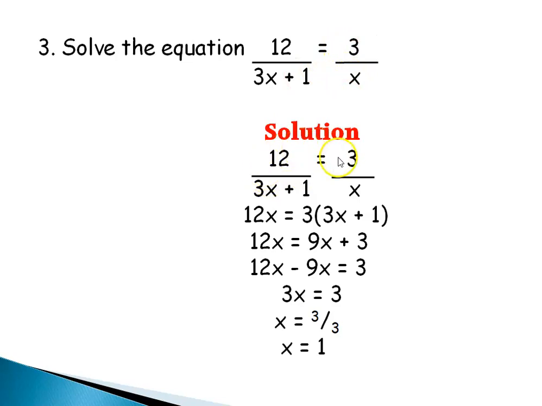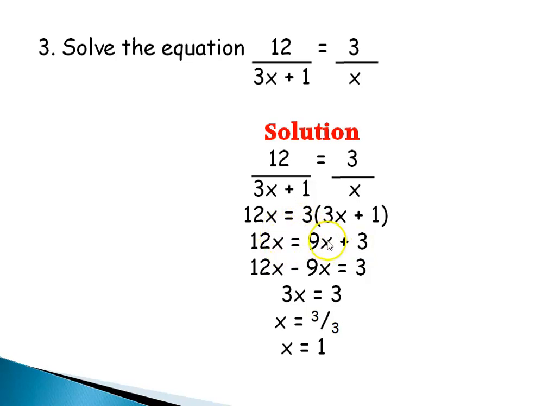Alright, when you have an equation like this, you cross multiply. 12 multiplied by x is equals to 3 multiplied by 3x plus 1. So 12 multiplied by x is 12x, and then I have 3 into bracket 3x plus 1. I'm going to open this bracket. 3 times 3x is 9x plus 3 times 1, 3. Then I'll collect my like terms. I'll bring my 9x to this side.